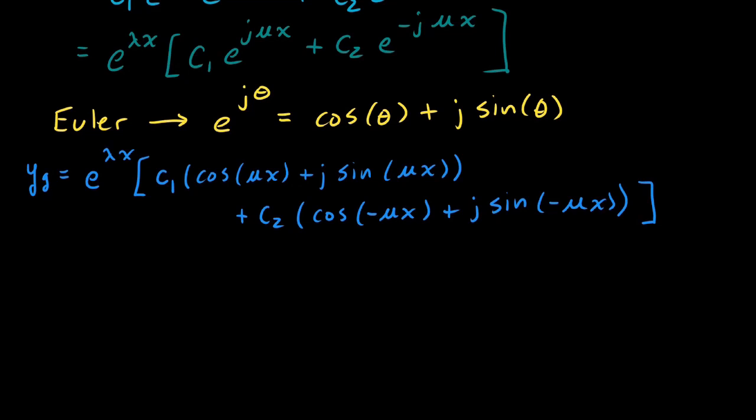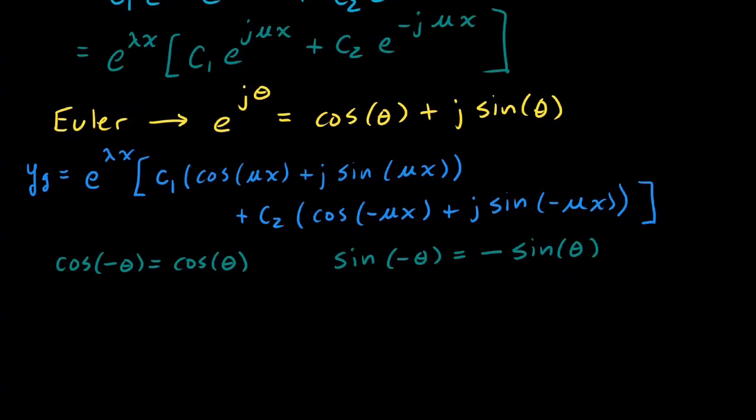Okay, so now we're going to take advantage of the fact that cosine is an even function. That means that the cosine of negative theta equals cosine of theta. And we're also going to take advantage of the fact that sine is an odd function. So that is the sine of negative theta equals negative sine of theta. Right? So we're going to use both of those here and here.